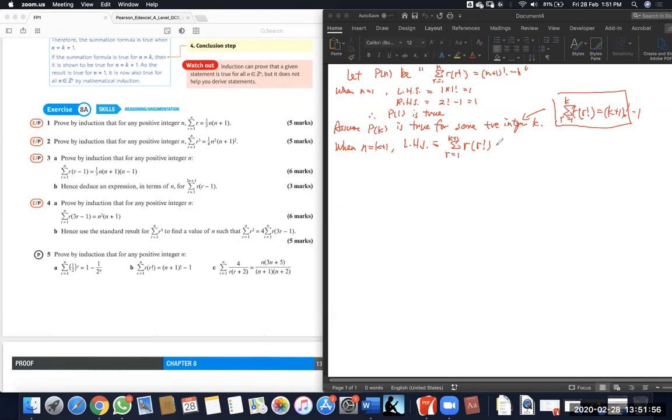Okay. So how can you relate this part with this part? So it's adding from 1 to k plus 1. So you can write it like this.